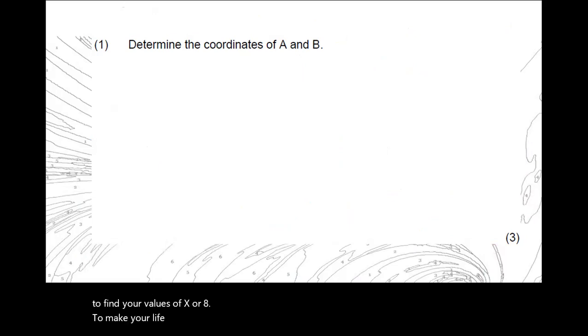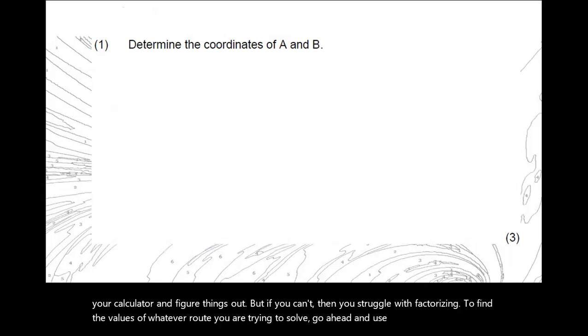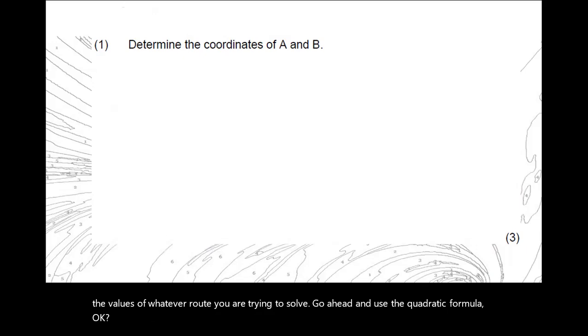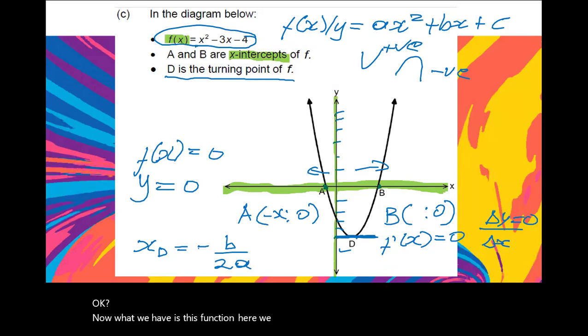Factorizing just makes it a bit quicker because you don't have to go to your calculator and figure things out. But if you struggle with factorizing, to find the values of whatever root you are trying to solve, go ahead and use the quadratic formula, okay? Now, what we have is this function here. We agree from our discussion that A and B are the x-intercepts.